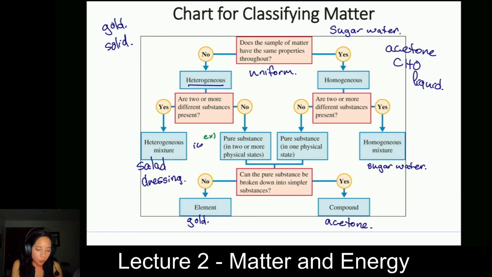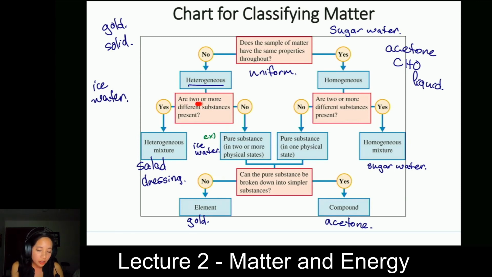Let's say we have ice water. You have a tall glass of water with ice cubes in it. So if we go back to the top of our chart, does this sample, our ice water, have the same properties throughout? No, it doesn't. There's solid ice cubes and then there's liquid water. So it is not uniform. So therefore it would be heterogeneous.